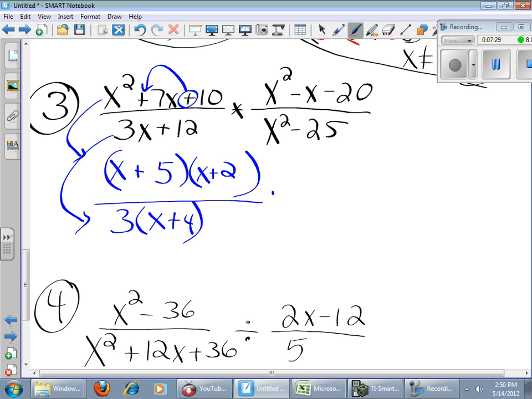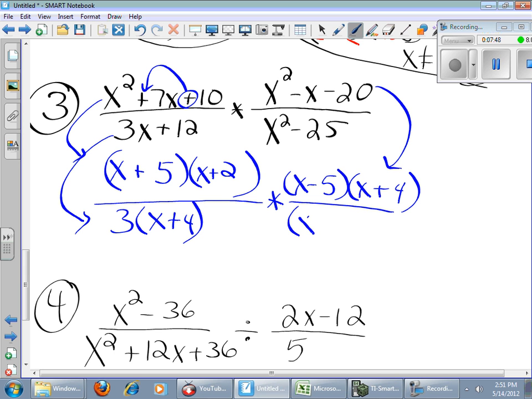All right. I'll factor this numerator here. I need two factors of 20 that subtract to get negative 1. I know I'm going to have two quantities beginning with an x. A negative 5 and a positive 4 would be two factors of 20 that could subtract to get negative 1. Negative 5 plus 4 or 4 minus 5. The denominator will be the difference of squares, which will factor like that.